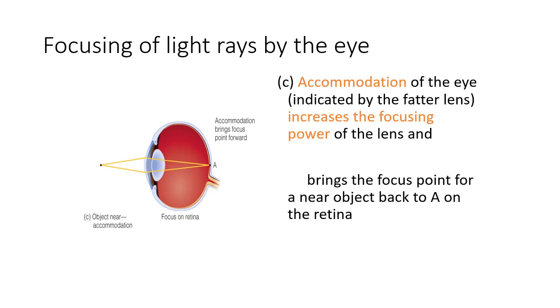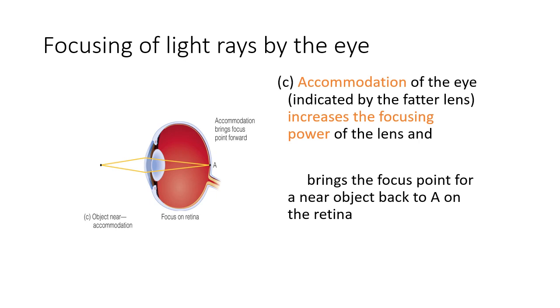So if you want to focus the near point on the retina, the lens has to increase its shape. So by increasing its shape, that is accommodating the extra power, that is called accommodation, you will focus the near object on the retina. So accommodation of the eye increases the focusing power of the lens and brings the focus point for a near object back to A.